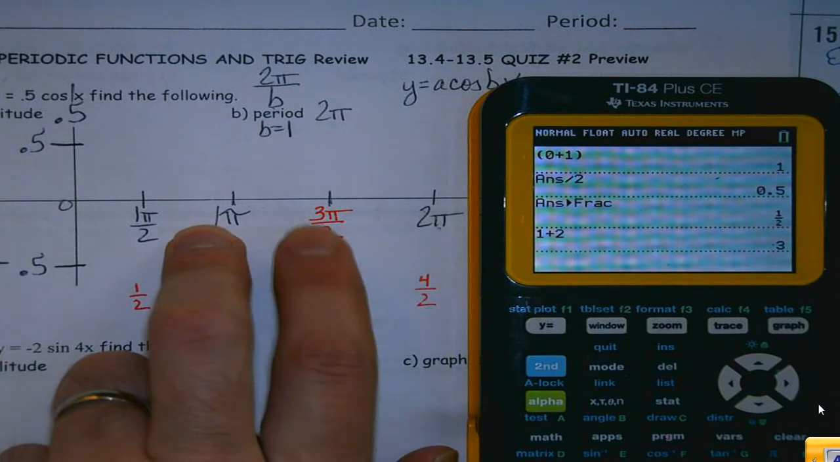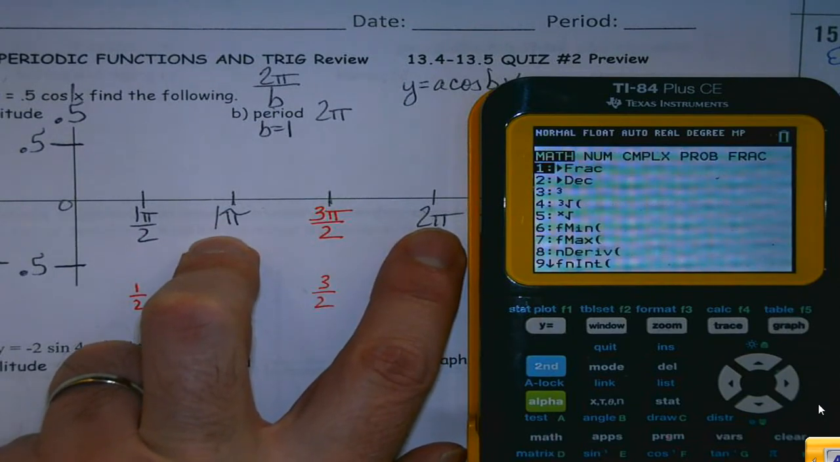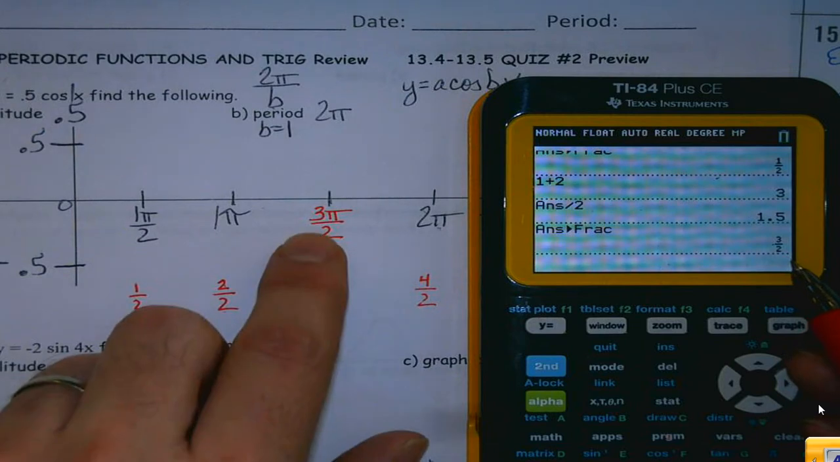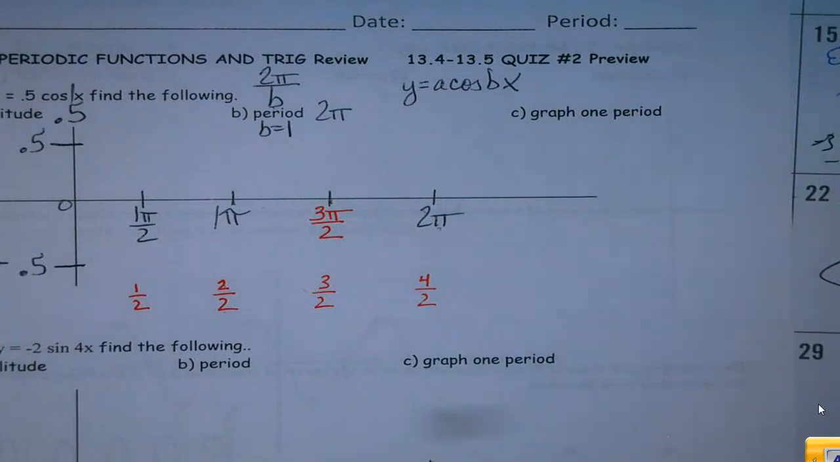Or if you're more comfortable sticking with the calculator, I could just do 1 plus 2, because those would be my endpoints if I was looking for this. Divide it by 2, math, enter, enter. And there's my 3 over 2. But again, got to have pi with all of these. And so that would have me ready to make my graph.